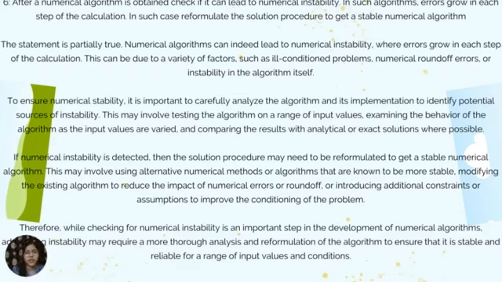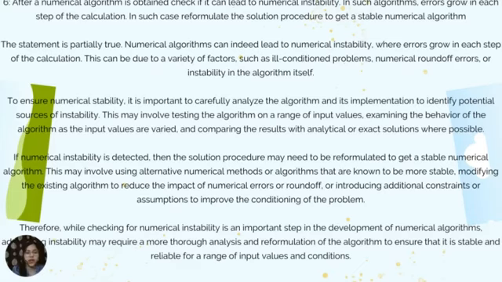This may involve testing the algorithm on a range of input values, examining the behavior of the algorithm as the input values are varied, and comparing the results with analytical or exact solutions where possible. If numerical instability is detected, then the solution procedure may need to be reformulated to get a stable numerical algorithm.